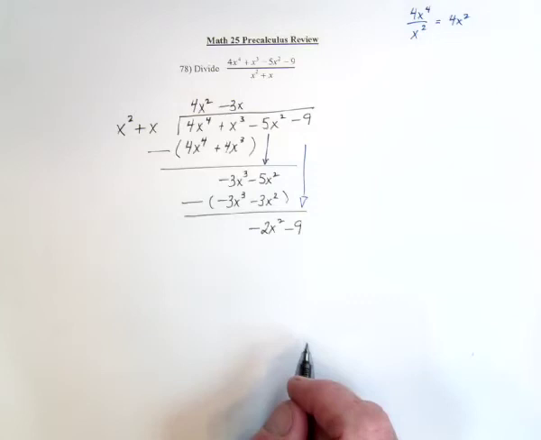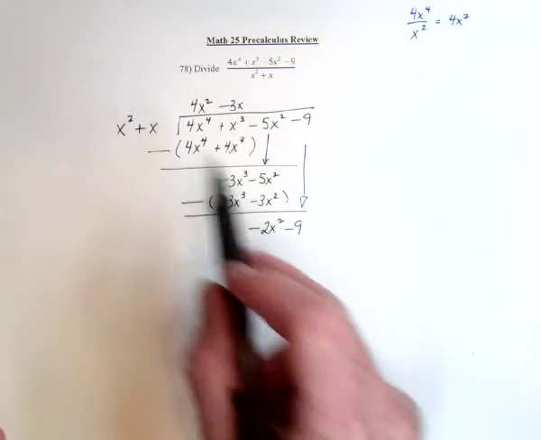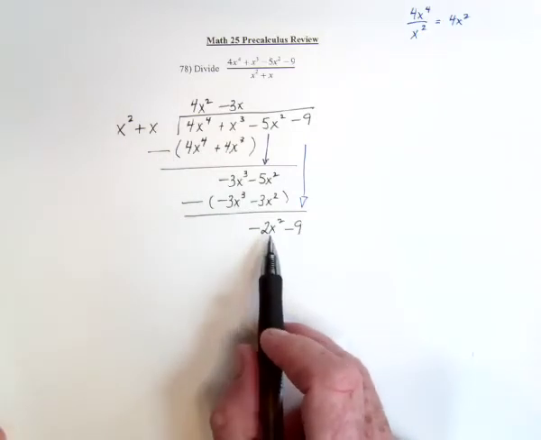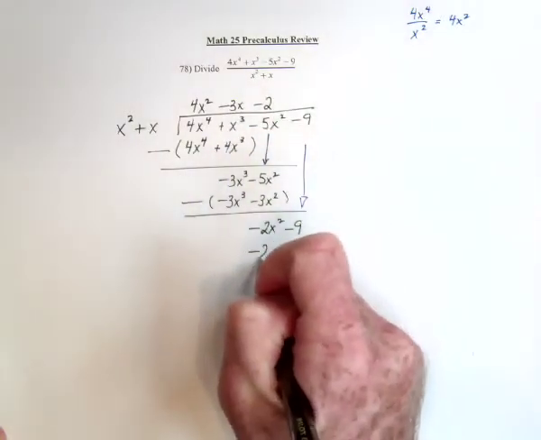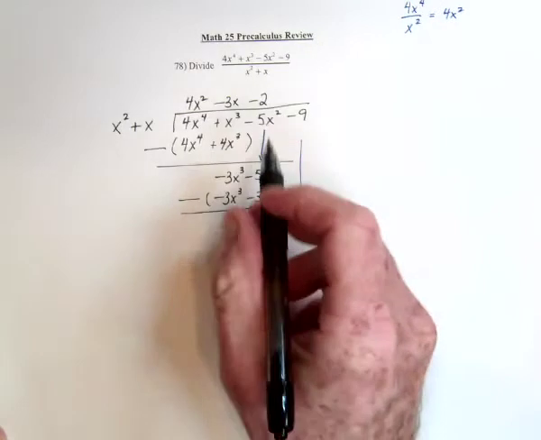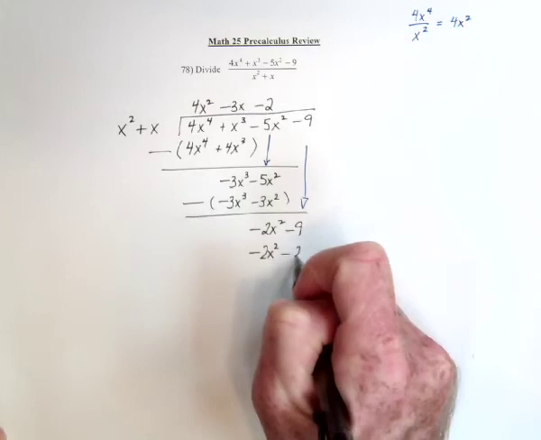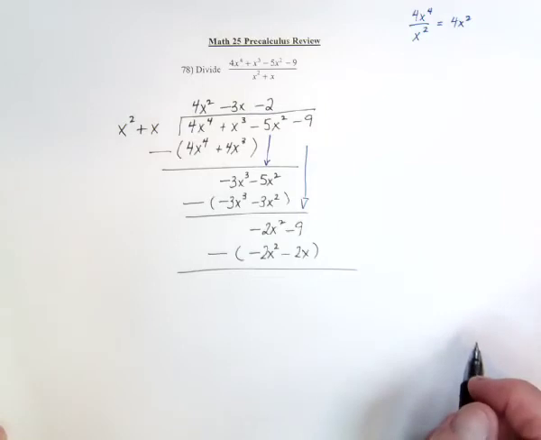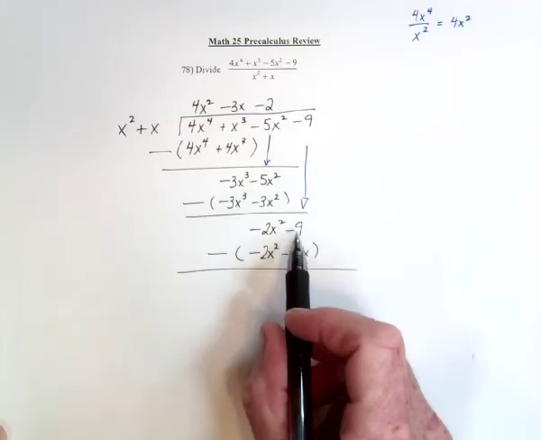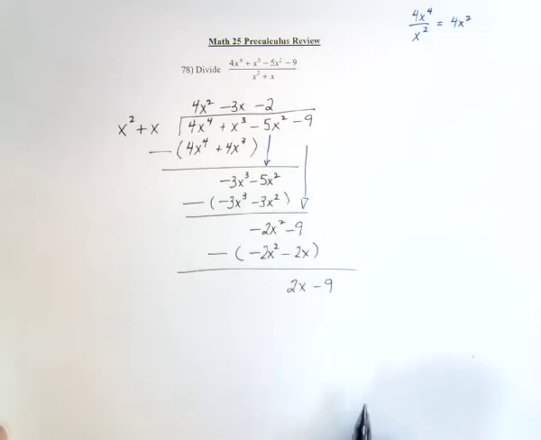And this should be the last step. So the next thing I need to do, in order to get this to turn into a negative 2x squared, is multiply by a negative 2. So that's going to be negative 2x squared, and then distributing this times this is negative 2x, and then subtract. So the 2x squares cancel, and the last two terms can't be combined. A 2x and a negative 9, and so that's the remainder.